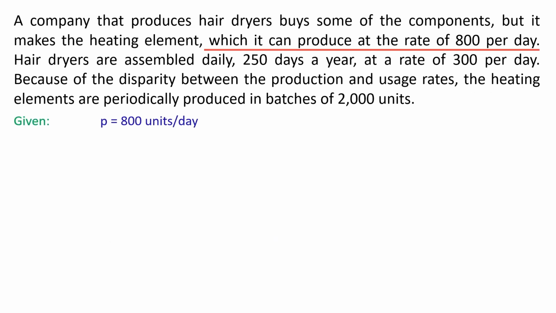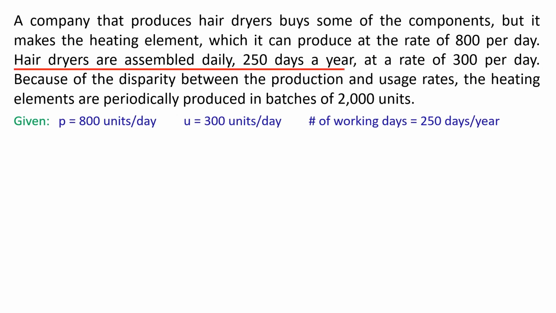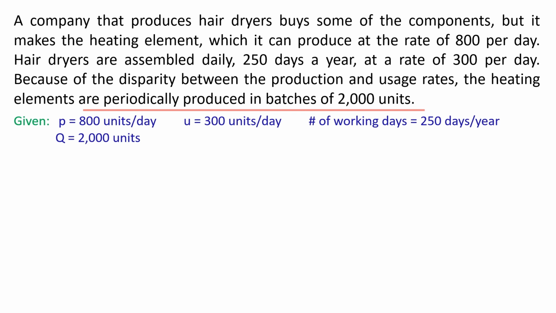As usual, let us start with the given. The production rate, P equals 800 units per day, whereas the usage rate, U equals 300 units per day. The number of working days per year is 250 days. The production is done in batches of 2,000 units each. This means that Q equals 2,000 units.